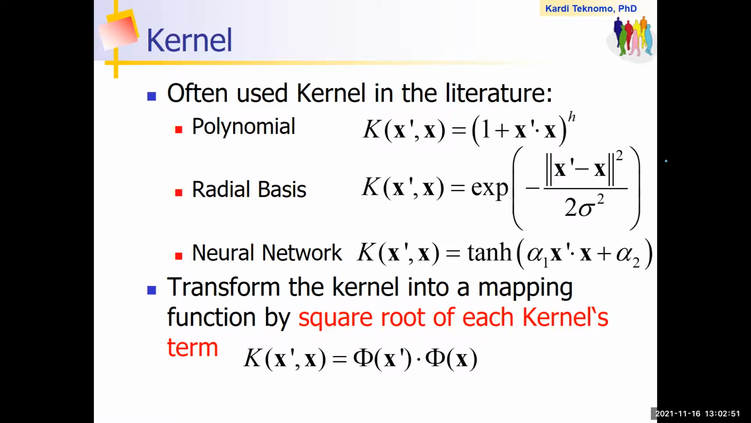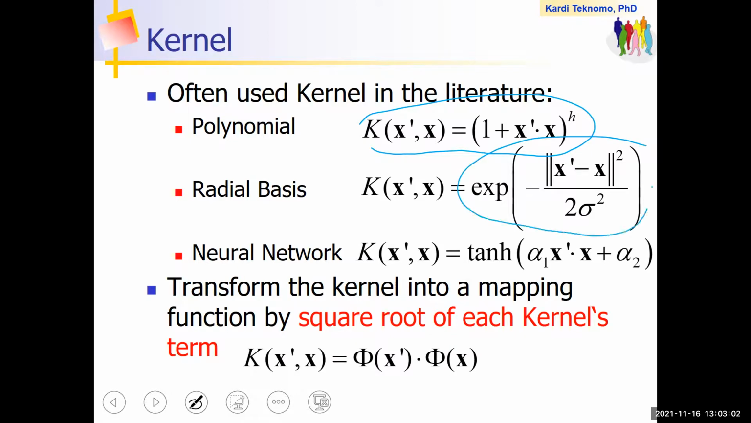So for example, I use polynomial here. This is the kernel of polynomial, right? If I said, oh, I will use radial basis function, this is the kernel that I will use. This is basically like normal distribution, isn't it? If I use the neural network kernel, I will use this function.